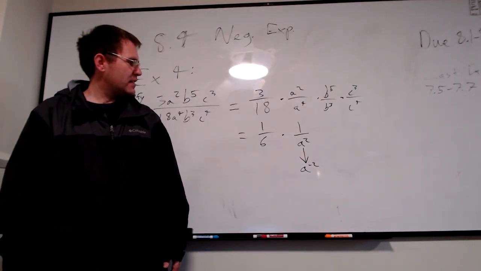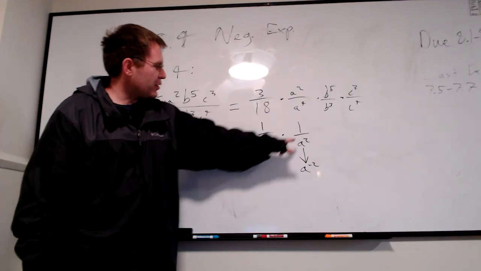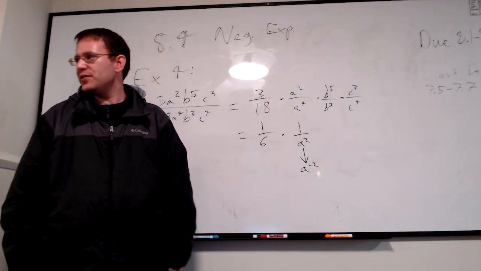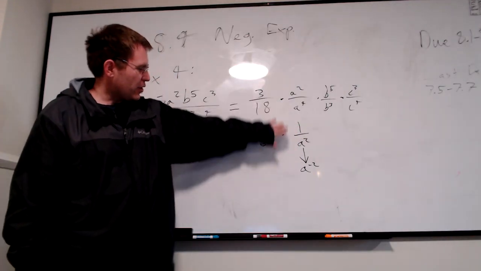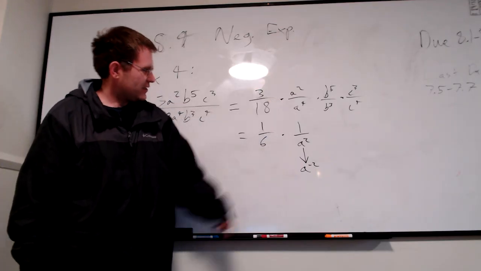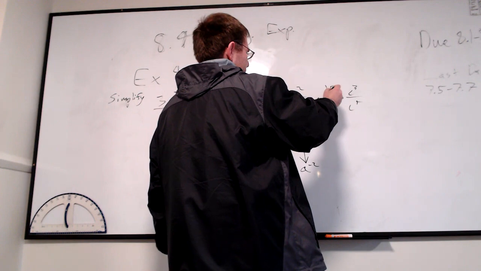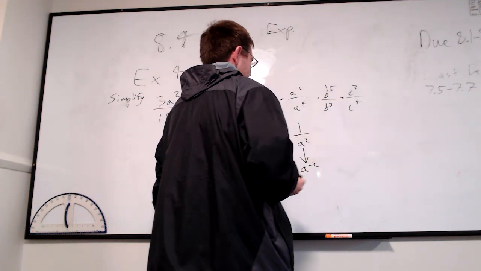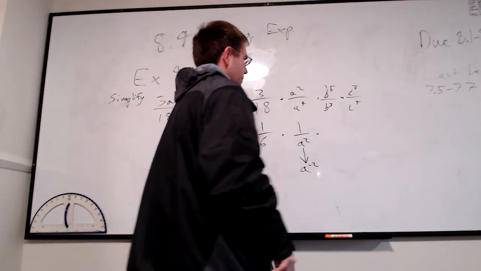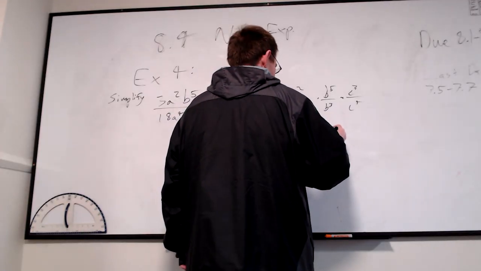That makes sense? Now, for our simplification, we'll just leave it as 1 over a squared, but I'm trying to show how this works mathematically in here. So then here, we've got b to the 5th over b to the 3rd. So what's that? B to the power of 2, yep.